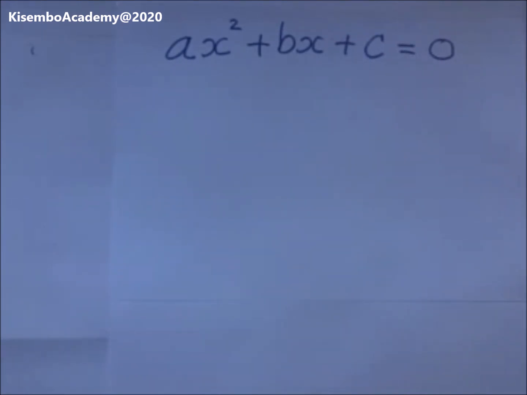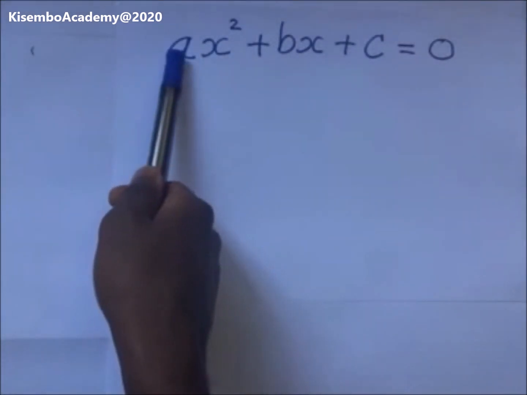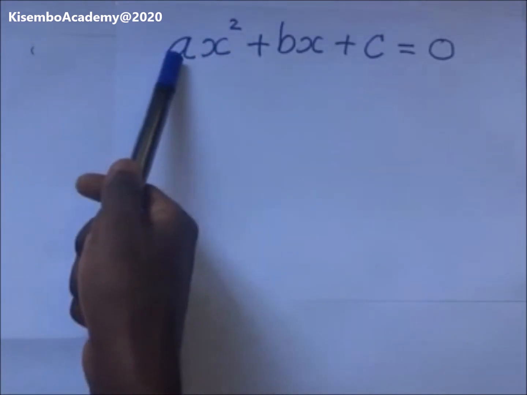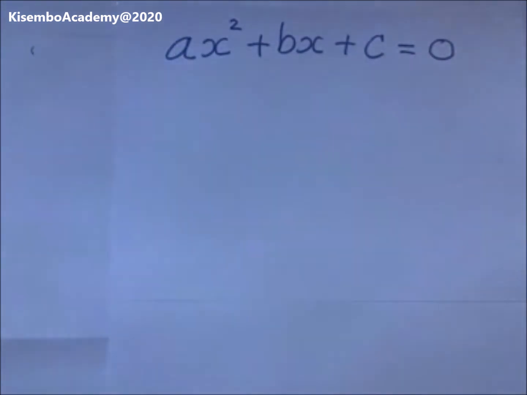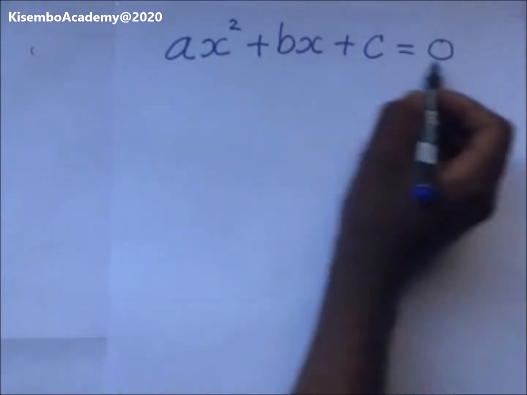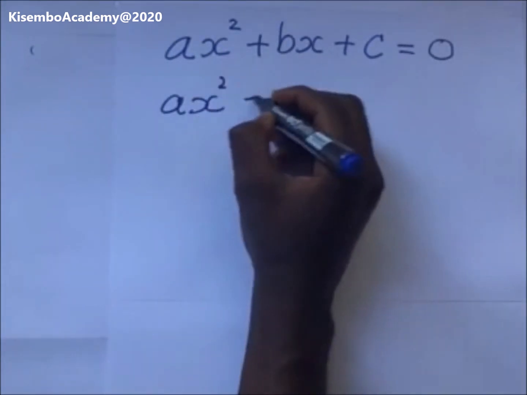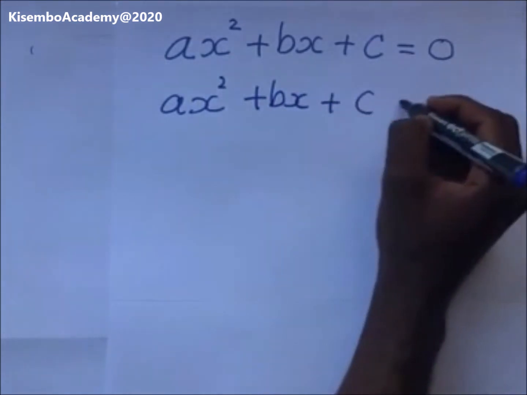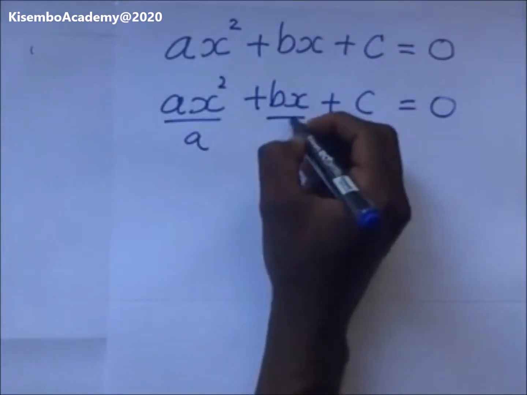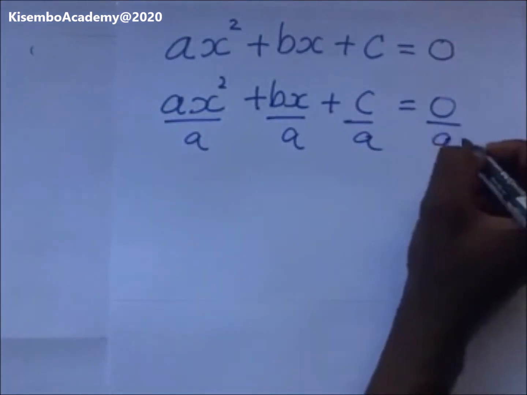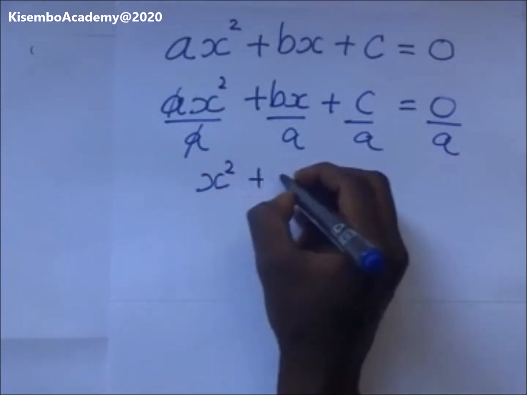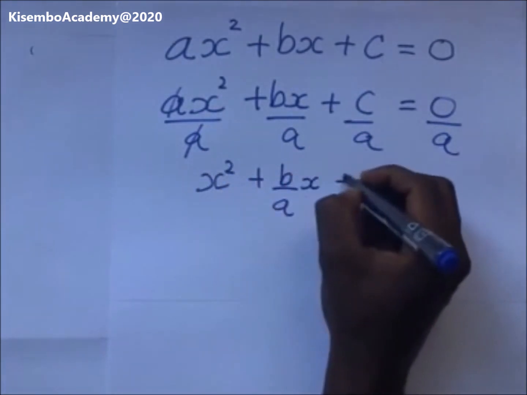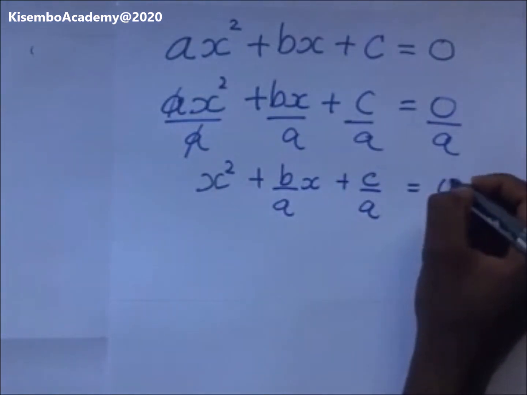So what we do here, first of all, when we are completing the square, we always have to make sure that the coefficient of x squared is 1. If the coefficient of x squared is not 1, you are supposed to first divide through all the terms by that coefficient. So in our next step, we divide through by a, so that this a and that a cancel out. You remain with x squared plus b over a x plus c over a being equal to 0.